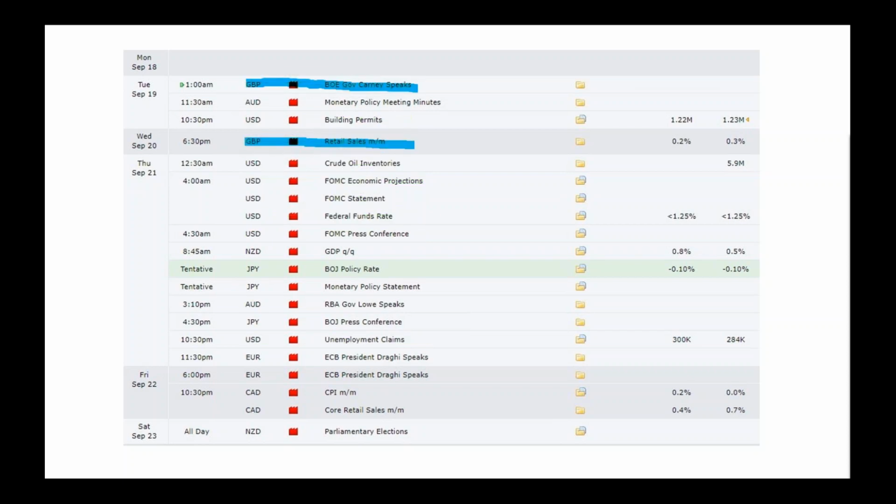From the UK, we have retail sales, and Governor Carney will be speaking. That's tomorrow. From Europe, Mr. Draghi will be speaking towards the end of the week. And from New Zealand, we have the GDP numbers on Thursday, but we do have parliamentary elections on the weekend.